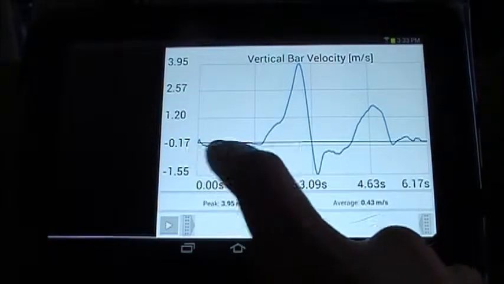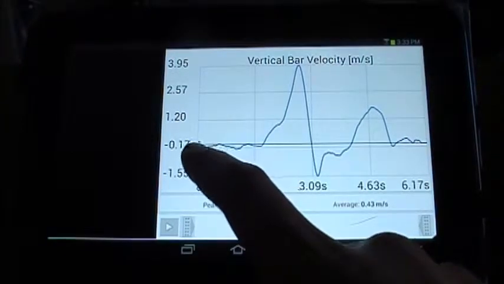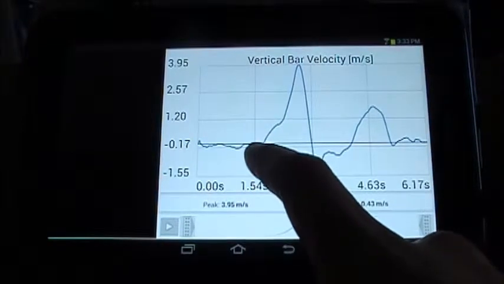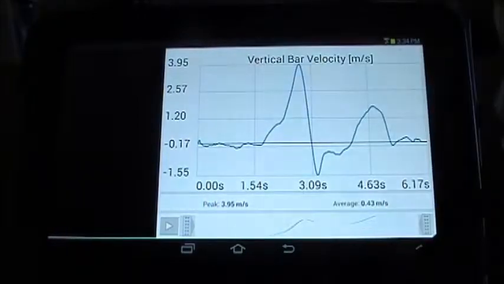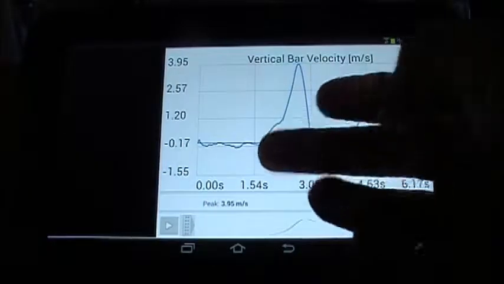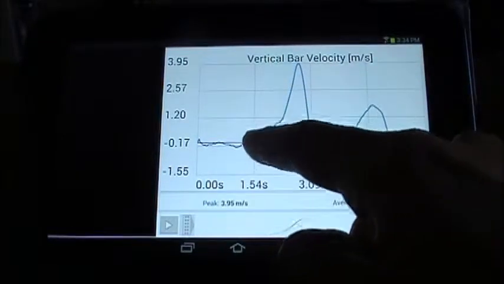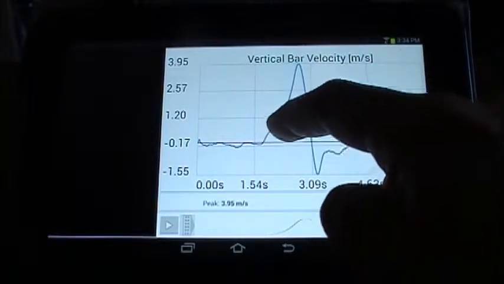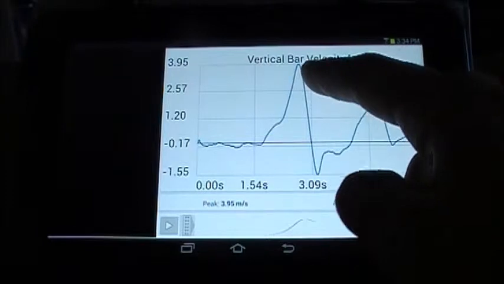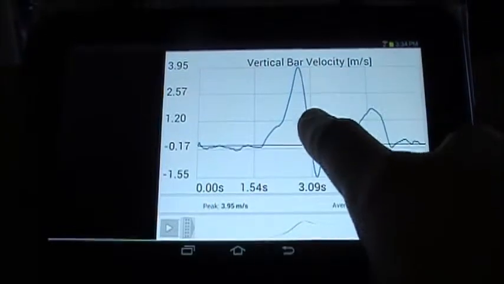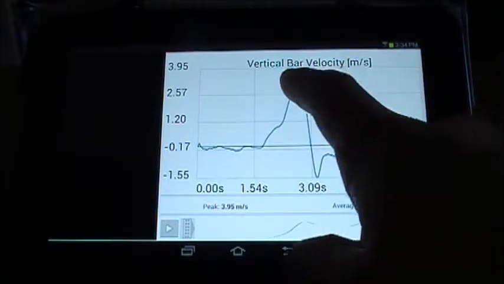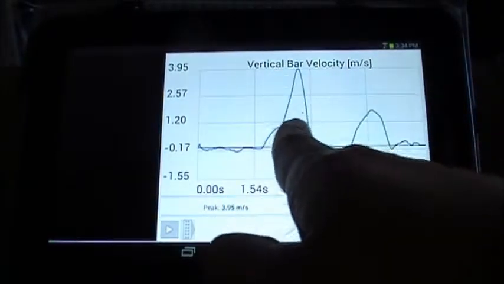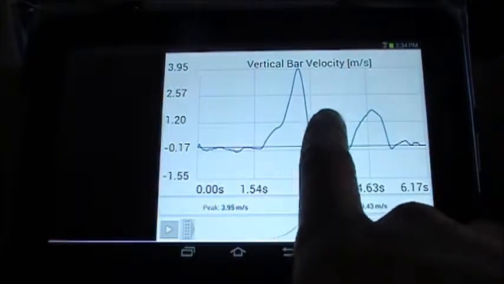negative 0.7 meters per second, which means the bar is traveling slightly in the downward direction, and then it goes upwards. Whenever the line is in the upper half of the x-axis, it means the bar is traveling upwards. Here it is increasing in velocity. On this down side right here, the bar is still traveling upwards, rapidly and then more slowly. So it's decelerating in the upwards direction until here.